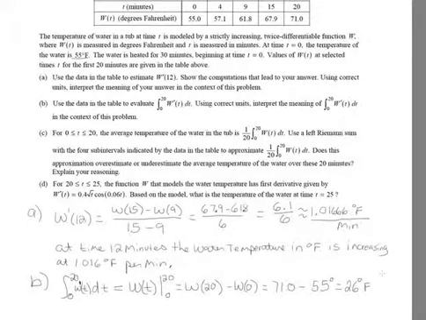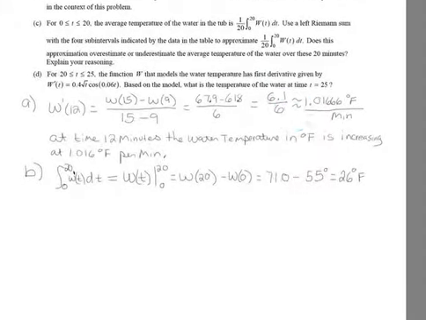So that's the answer, and then once again it says explain the meaning of what you've just found. So we have just evaluated W of 20, which is the temperature at time 20, and W of 0, which is the temperature at the beginning, and found that the difference between them was 26 degrees.